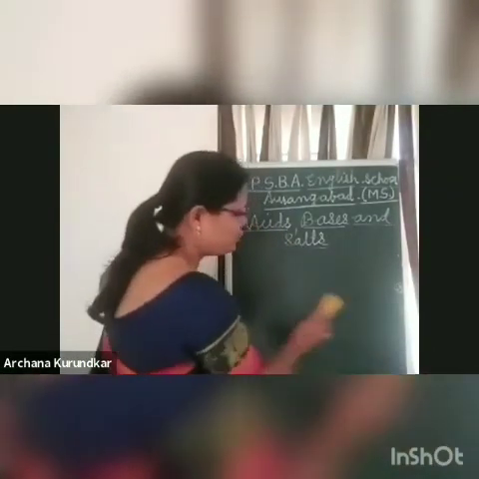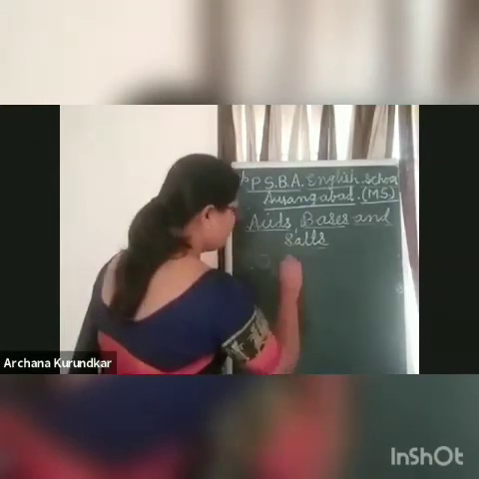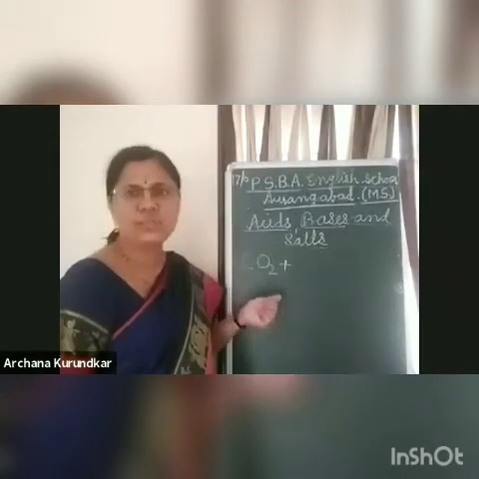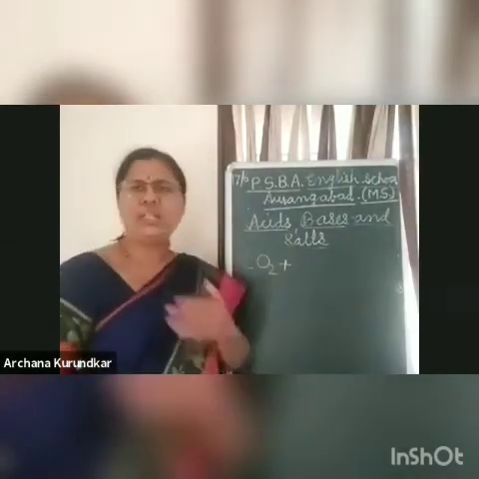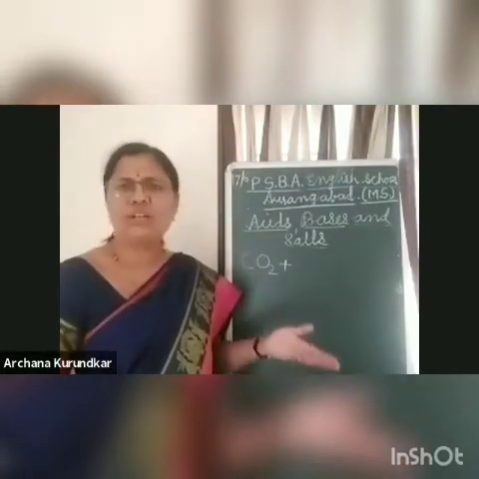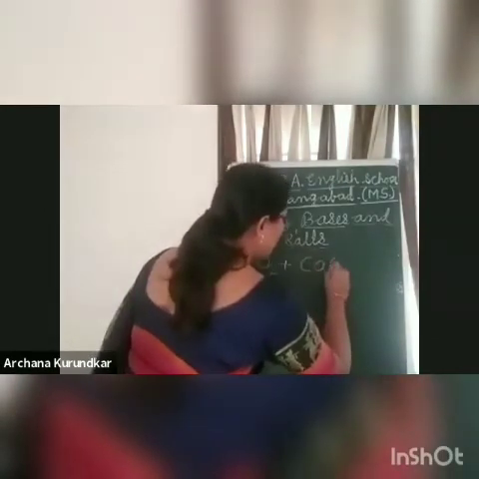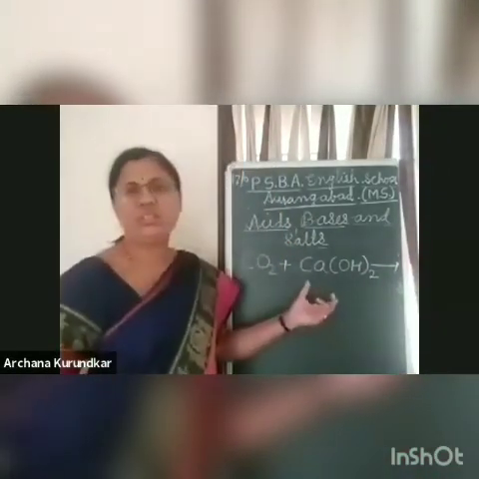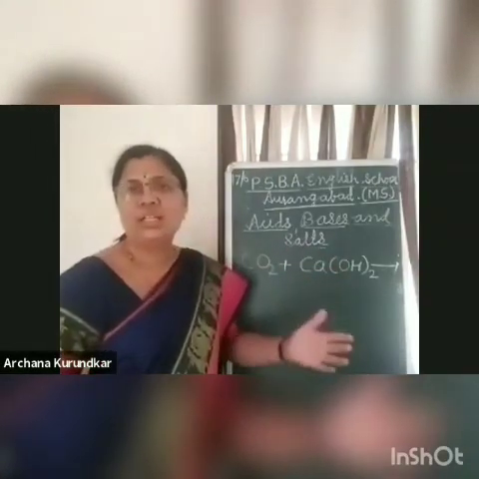I'll write the reaction so that you will understand it properly. CO2, is it a non-metallic oxide? Yes, carbon dioxide. Carbon is a non-metal and its oxide is CO2, carbon dioxide, called a non-metallic oxide. You can take any example. If you want, you can change the example, so take calcium hydroxide. Is calcium hydroxide a base? Yes. Ca(OH)2 is the chemical formula of calcium hydroxide, which is a base. This is the non-metallic oxide and this is the calcium hydroxide, which is a base.